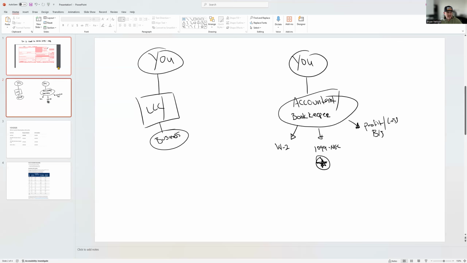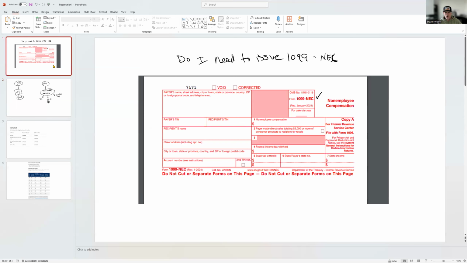So if we start to look at a 1099, it's a pretty simple form. This is a 1099, and this is just the payer information up here. So whoever's been making the payment to the independent contractor, it's going to put in their name, street address, city, town, state, zip, all that. And then you're going to put in the taxpayer identification number, or the employer identification number here for the business.